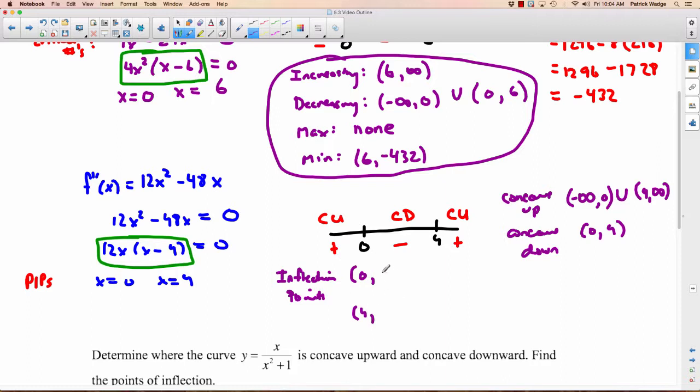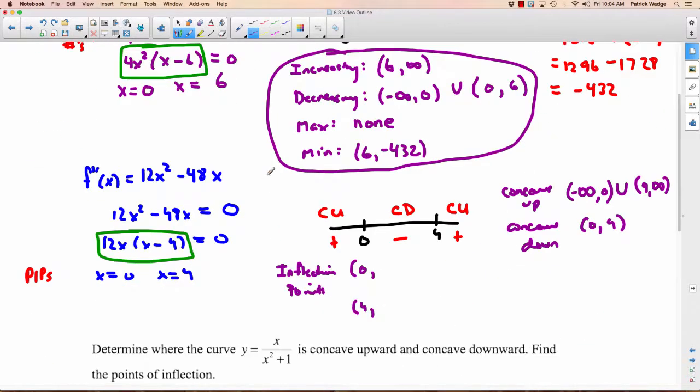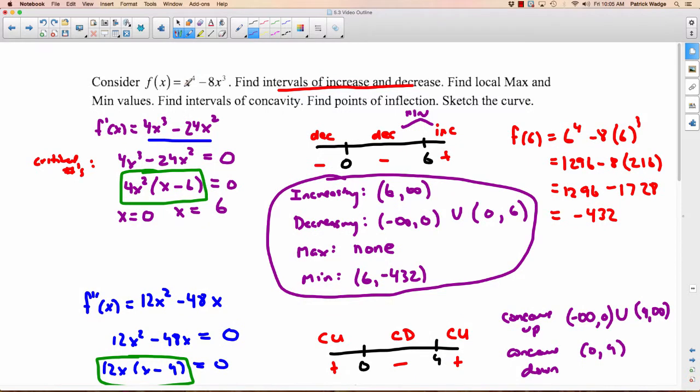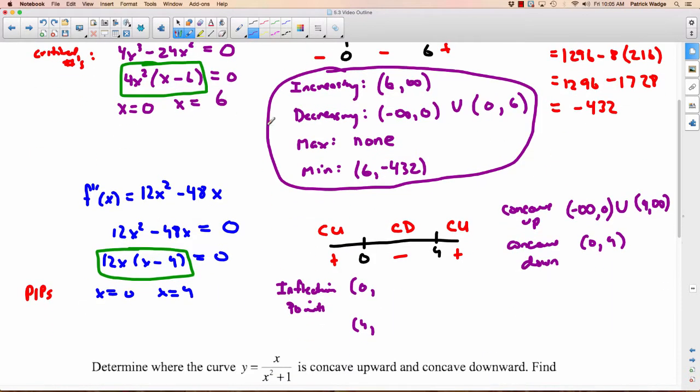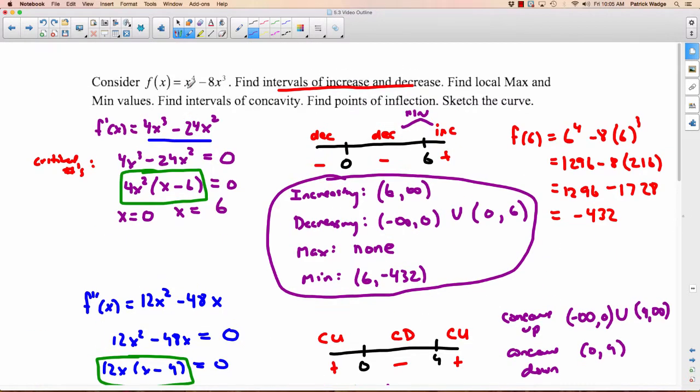Now, how do we figure out what the y value is? Again, if you're actually looking for a point on the function, you have to go back to the original. So you're going to have to find f of 0, which is lovely. 0 take away 0 is 0. So you know you have an inflection point at 0, 0. And for the other point, you have to plug 4 into here. So that's not as easy.